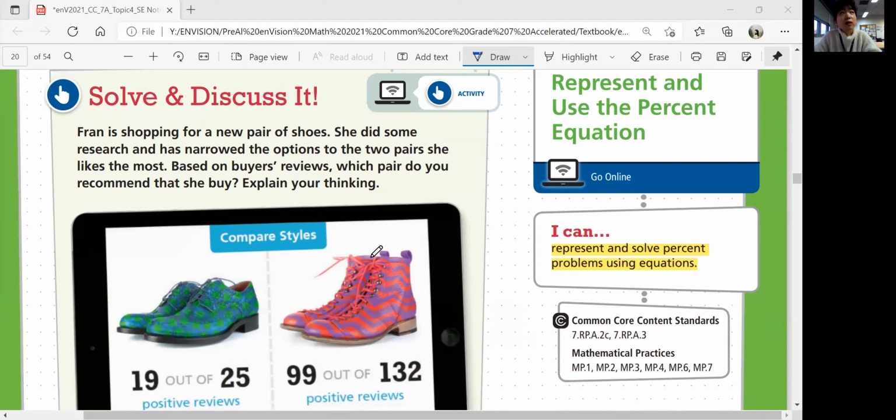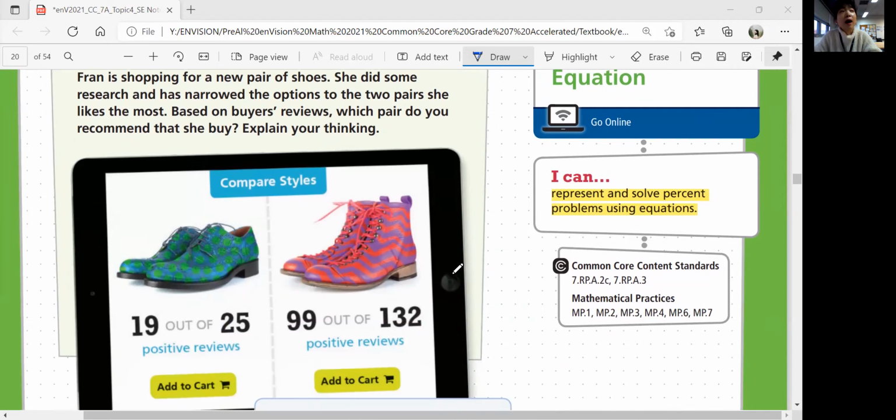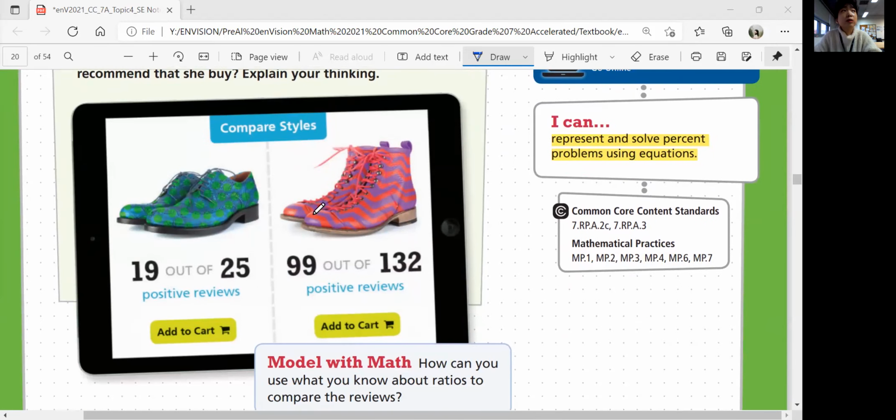Fran is shopping for a new pair of shoes. She did some research and has narrowed the options to the two pairs she likes the most. Based on the buyer's reviews, which pair do you recommend that she buy? Explain your thinking. Okay, we have two pairs of shoes and they have some positive reviews.